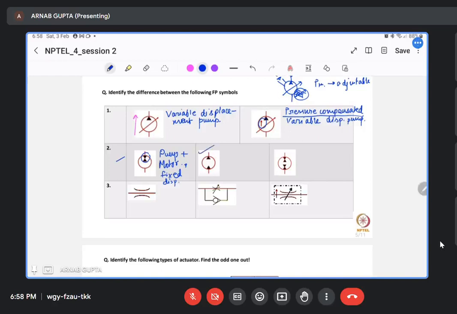If you look at this one here, you can see that the inlet or outlet can happen only through this particular side, whereas here it can happen through two ends, but in one particular direction. So this is also a pump plus motor, which is fixed displacement, but fixed direction of flow of liquid. Here, in both directions, the liquid can flow.